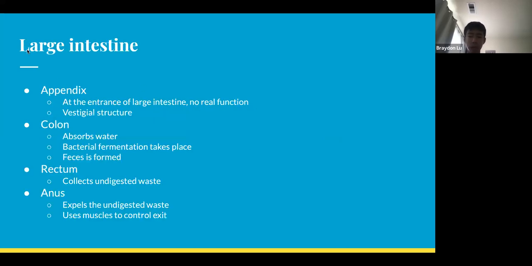And then finally, at the end, there's the large intestine. First there's the appendix, which is at the entrance of the large intestine. It's pretty small. And one thing about it is that it actually has no real function. So scientists think that it's just a vestigial structure, which is something our ancestors had that we got through evolution, but we no longer need. So it's just sort of there.